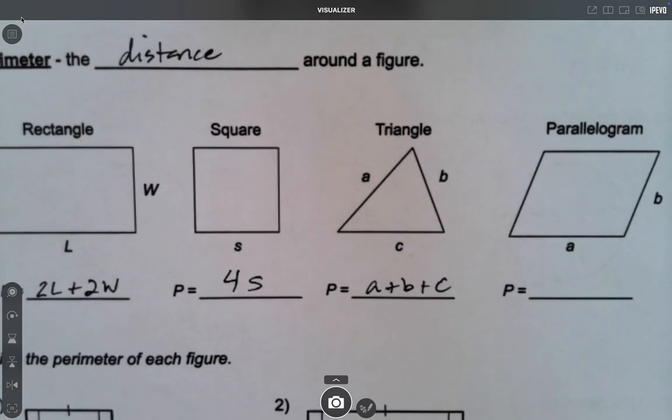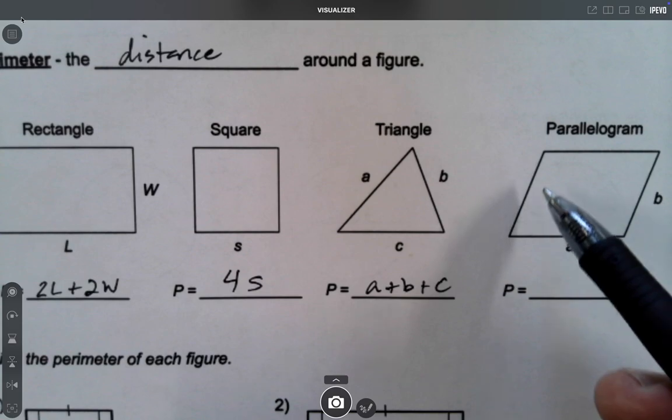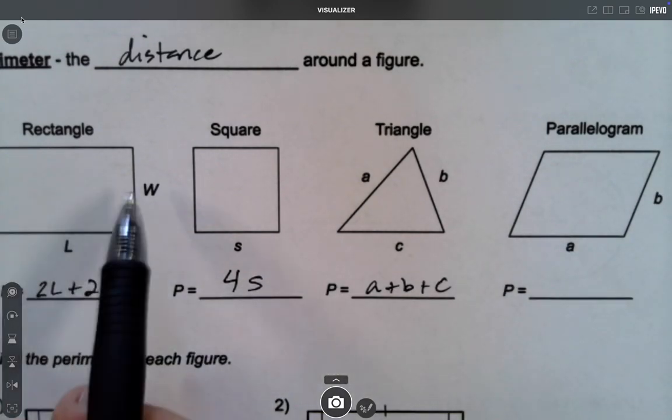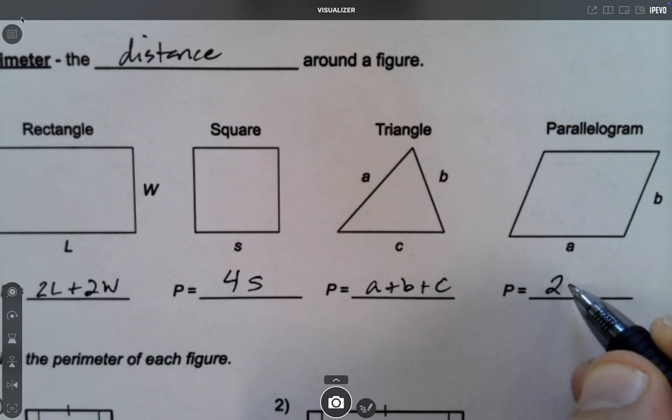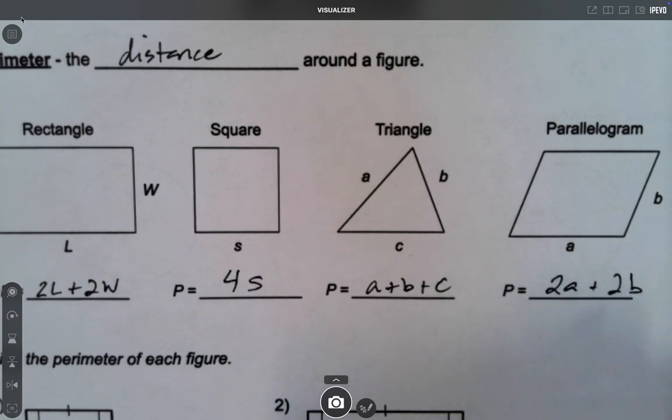Parallelogram is really the same as a rectangle because its opposite sides are congruent or equal, just like they are in the rectangle. But they just, in our book, do it as 2A plus 2B. But it's really the same process as what we do with the rectangle. So if you need to pause it to copy this down, please feel free to do so.